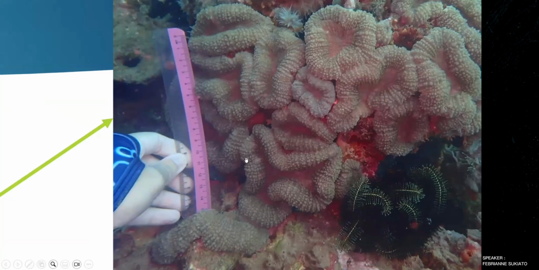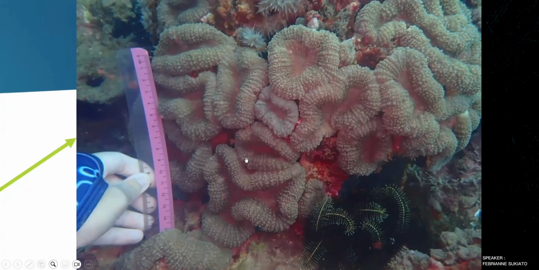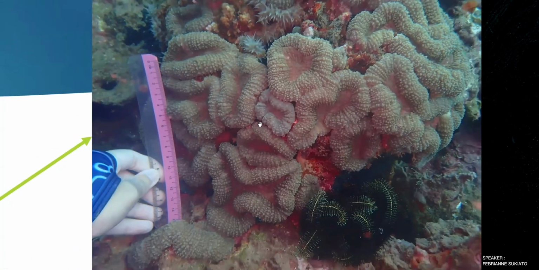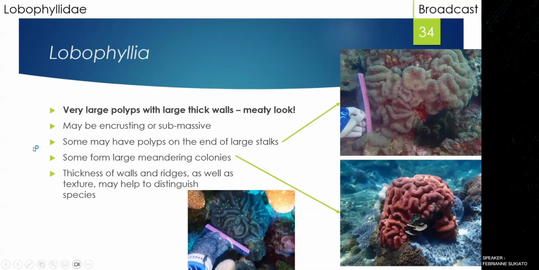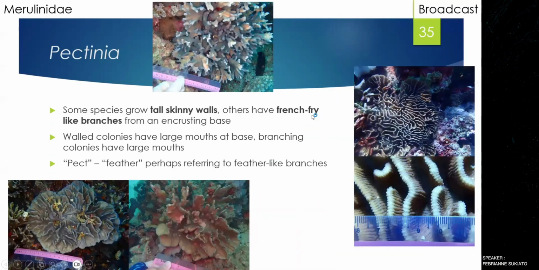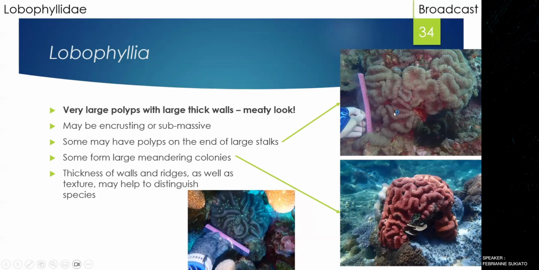They come in both massive and submassive, and when they're babies, they can form in encrusting forms. Generally for this genus, the thickness of the walls and the ridges and the texture of it, and sometimes you can even see the skeleton, or even the mouth placement, can help to identify it to species level. I can't, but I'm sure somebody can.